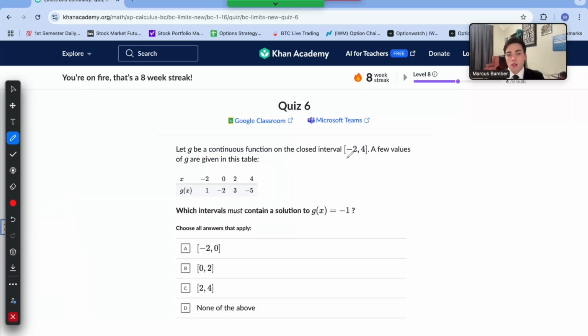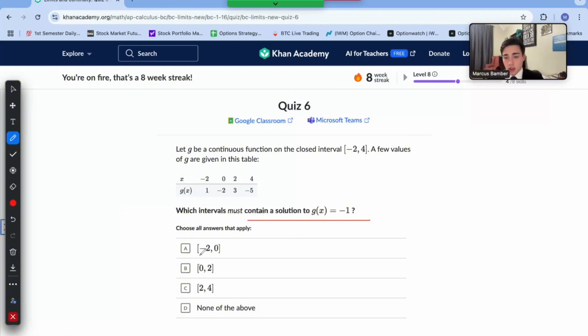How this question works is that we're going to select the specific intervals that must contain a solution. That's how the intermediate value theorem works. If this y value is 3 and this y value is 5, there must be an x value where the y value is equal to 4 in that interval. Alright, so let's take a look at how we would solve a question like this.